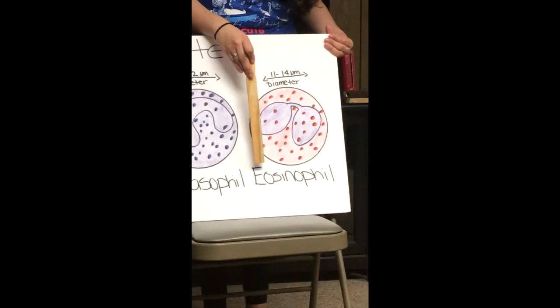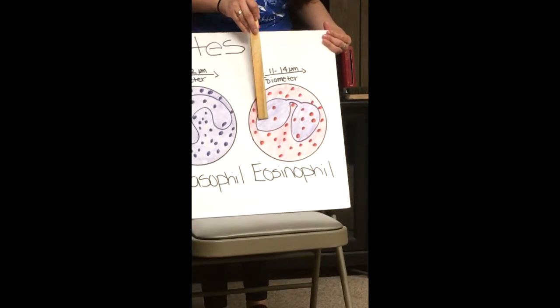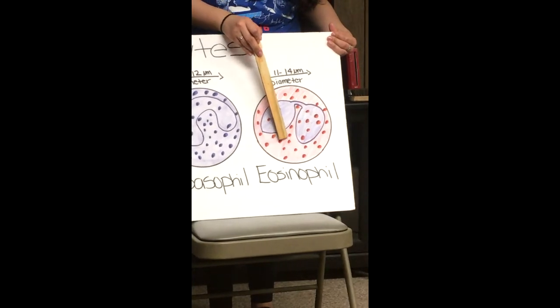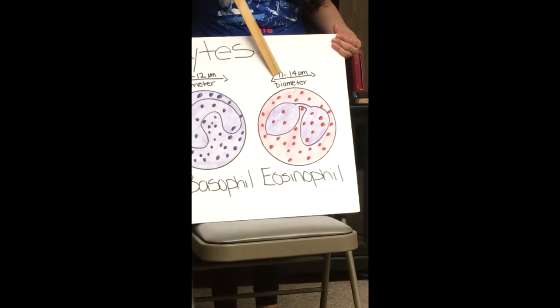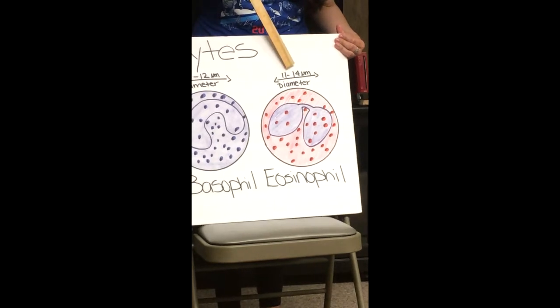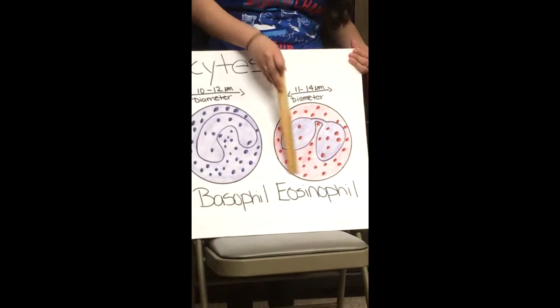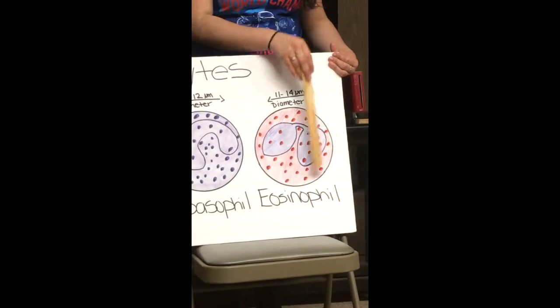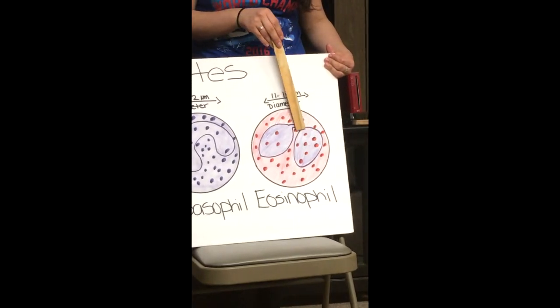Eosinophil. Nucleus often bilobed. Cytoplasmic granules stain orange, red, or bright red, 11 to 14 micrometers in diameter. Its function: it participates in the inflammatory response of allergic reaction and asthma, and attacks certain worms and parasites.